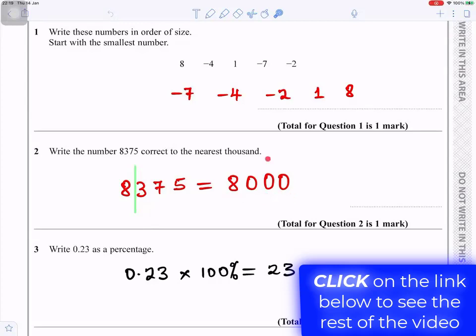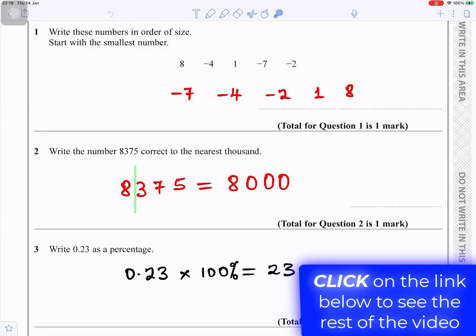You can think of it this way. If you have 8,375, you have 8,000 there, and you have 9,000. So it is nearer to 8,000 than to 9,000.